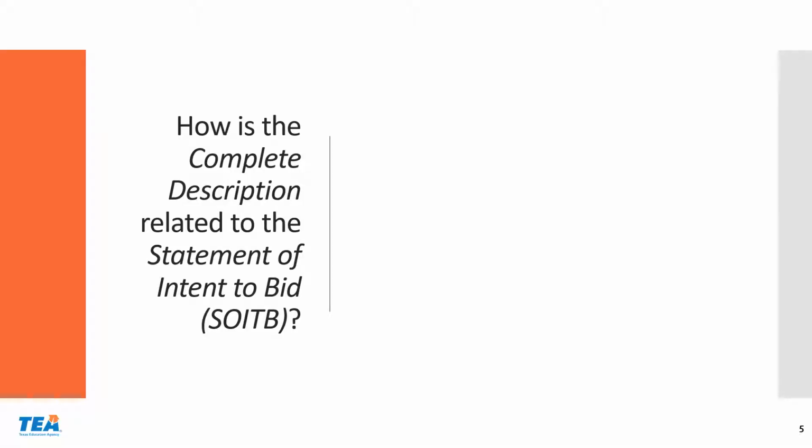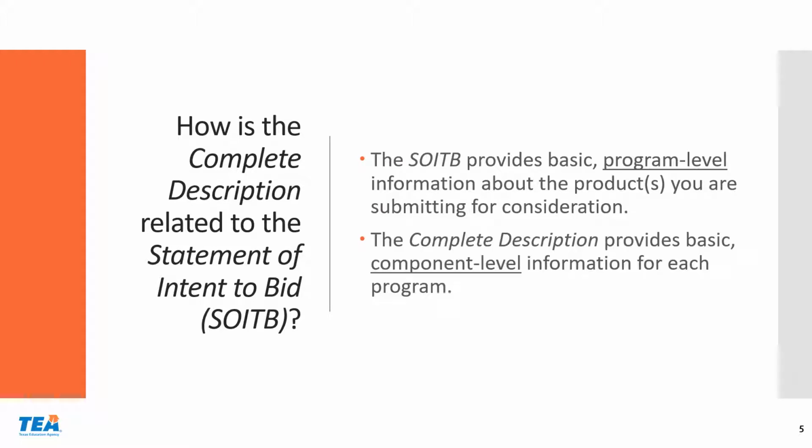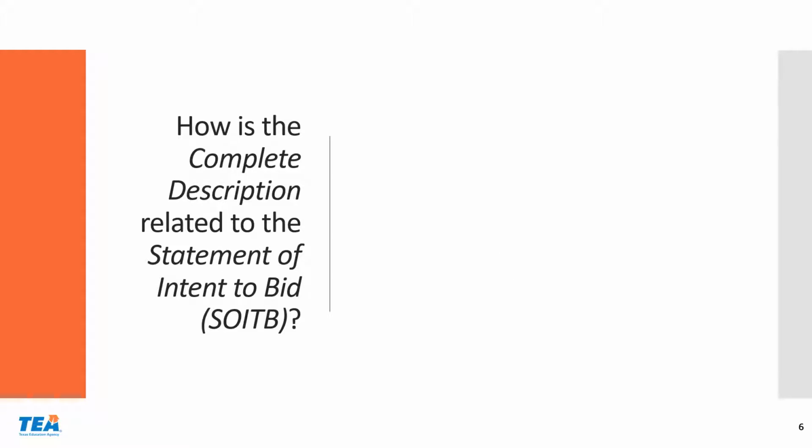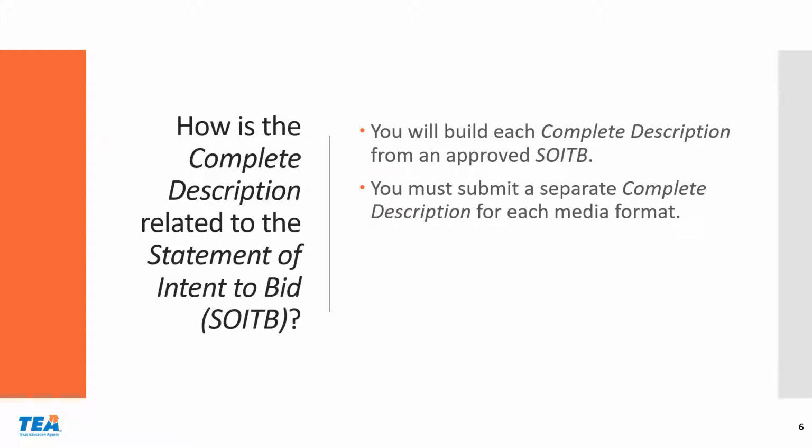Your complete description is directly related to your statement of intent to bid. The statement of intent to bid provides basic information at the program level. The complete description provides basic information at the component level. You will build each complete description from an approved statement of intent to bid. But you might have multiple complete descriptions attached to one statement of intent to bid because you must submit a separate complete description for each media format.